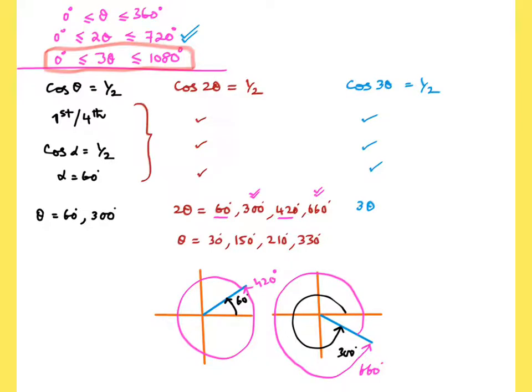Now, your working is 60, 300, 60 plus 360, 300 plus 360. And then to 420, you add a 360. To 660, you add a 360. And this is what you get. You get 4 answers, actually 6 answers. Theta is each angle divided by 3. So you get 30, 150, 210, 330, 260 and 340 degrees. The final answer in each example lies between 0 and 360.